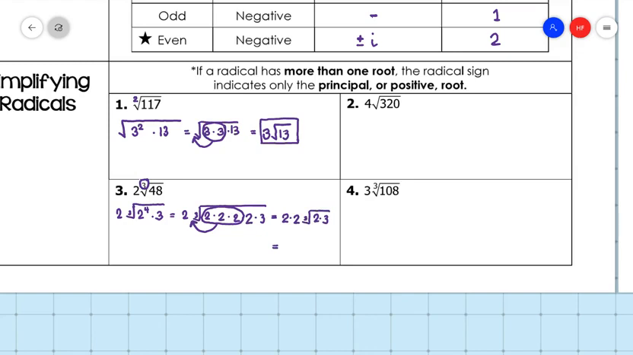Now we write our final answer. We're taking those numbers and multiplying them. So 2 times 2 on the outside becomes 4. And then 2 times 3 on the inside becomes 6.